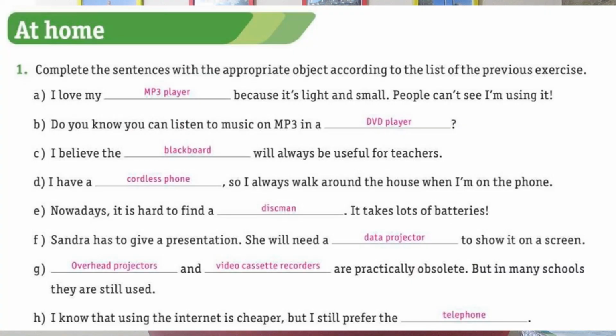Now we're going to have the last part of this page and the last part of this video lesson as well, in which we talk about exercise number 1, entitled At Home. The title of this exercise is At Home, and we have to complete the sentences with the appropriate object according to the list of the previous exercise. The options are the words from exercise number 4, on page 23 and part of page 24.